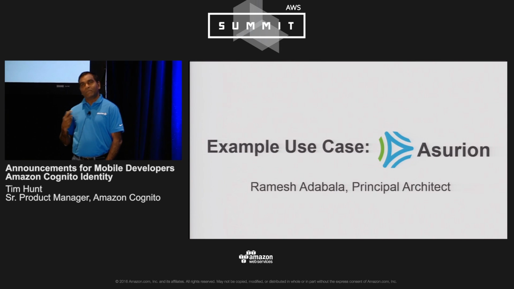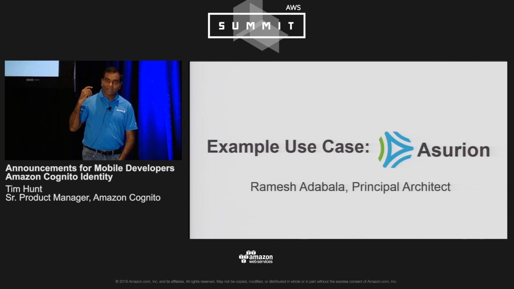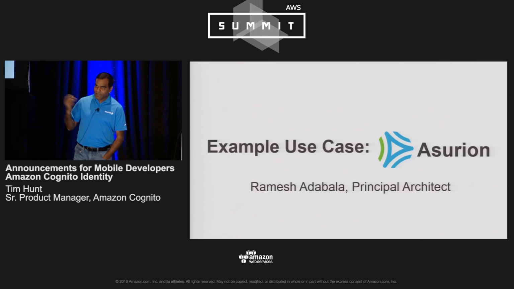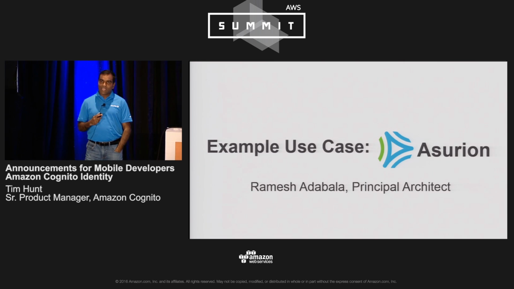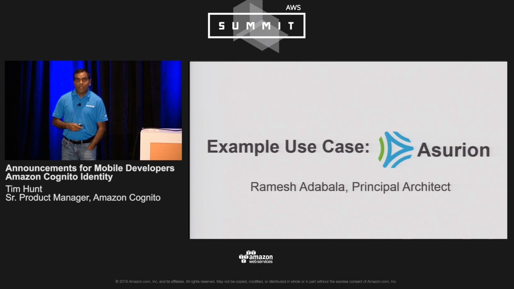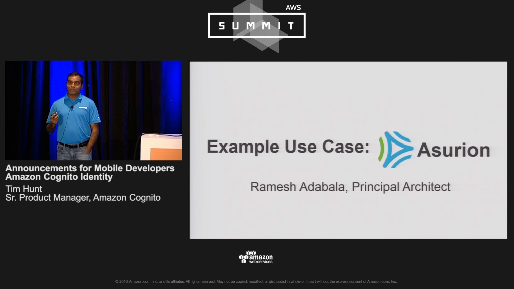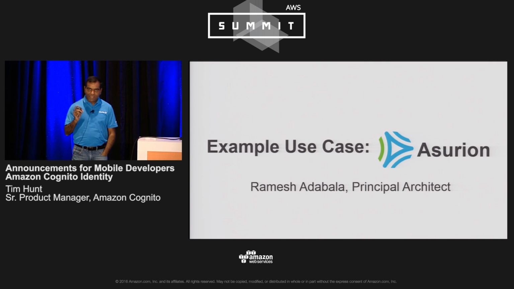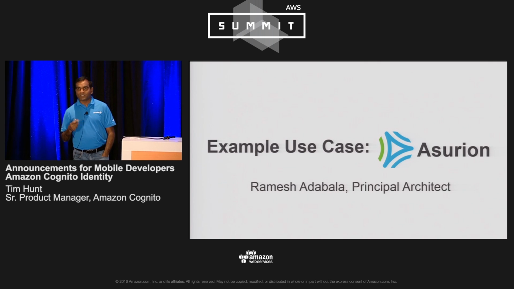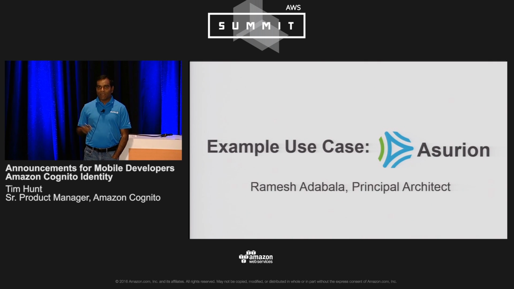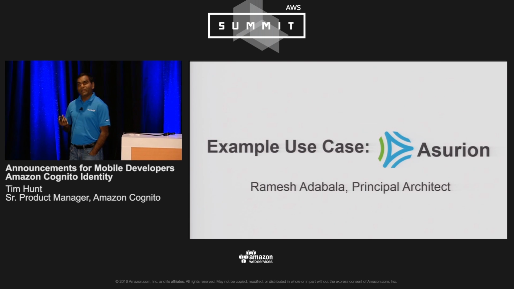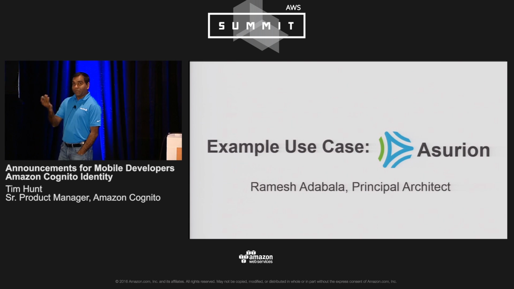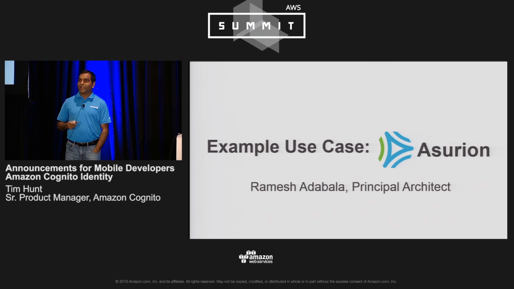Good afternoon. Again, as Tim introduced, I'm Ramesh Adabala. I'm the principal architect in the enterprise architecture team at Asurion. We are based out of Nashville, Tennessee. And Asurion is the largest technology protection and support company on the globe. In plain English, we are the largest insurance provider for all your mobile devices. You may not have heard our name very publicly because we are a white-labeled company.